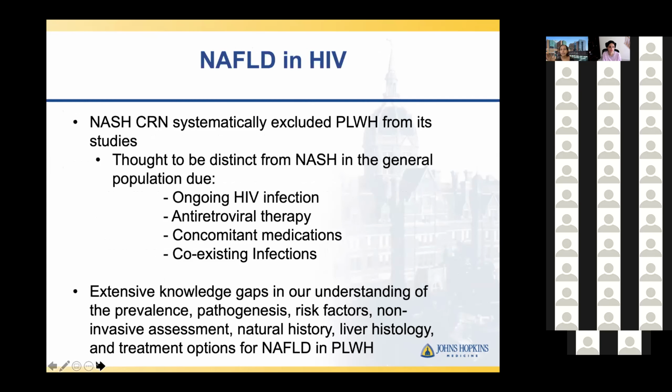The NASH CRN did exclude patients with HIV from the studies because they were thought to be distinct from NASH in the general population, due to ongoing HIV infection, antiretroviral therapy, concomitant medications, and coexisting infections. Because of that, we have big knowledge gaps in our understanding of NAFLD in persons living with HIV in terms of prevalence, pathogenesis, risk factors, natural history, and histology, as well as therapeutics.